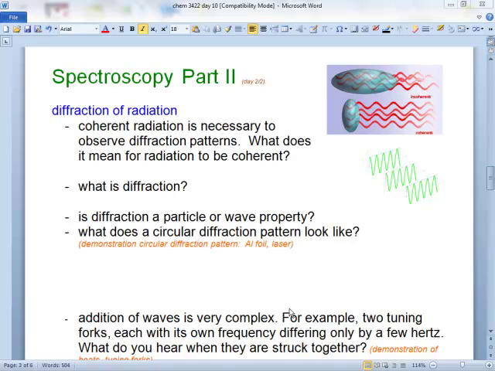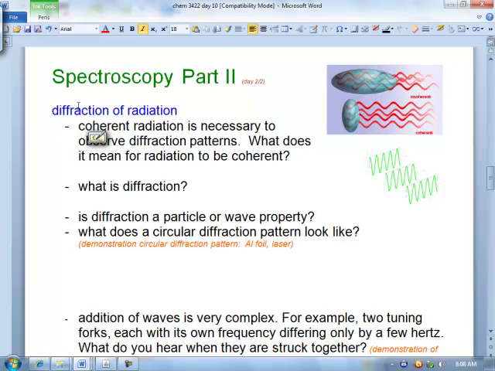First one is diffraction. And to observe diffraction, the light, which could be visible, it kind of helps, otherwise you're not going to see the diffraction, right? But it doesn't have to be visible light. It has to be coherent if you want to observe diffraction. Coherent radiation is necessary to observe diffraction patterns. What does it mean, Kathleen, for radiation to be coherent?